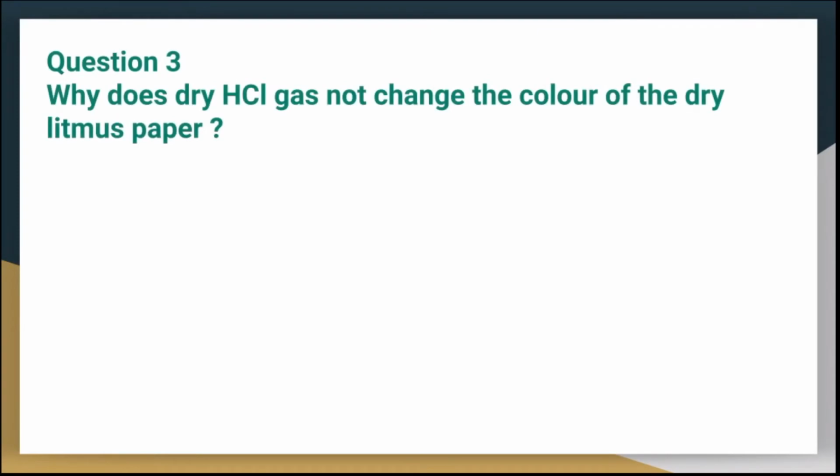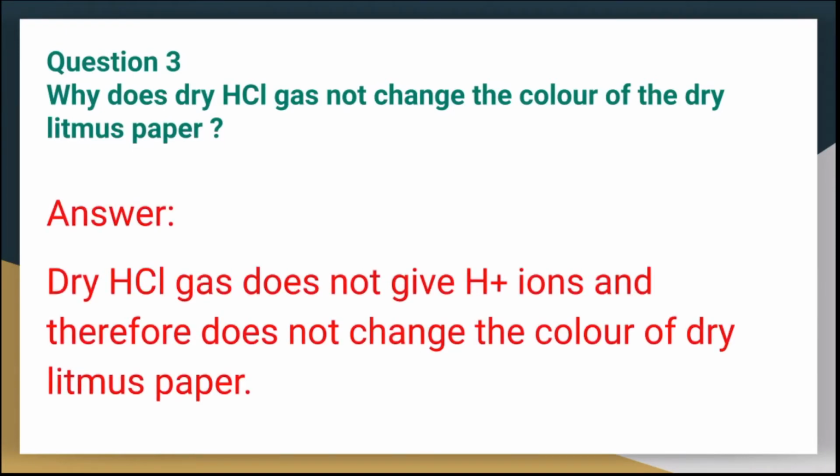Why does dry HCl gas not change the color of the dry litmus paper? Answer is, dry HCl does not give H positive ions and therefore does not change the color of dry litmus paper.